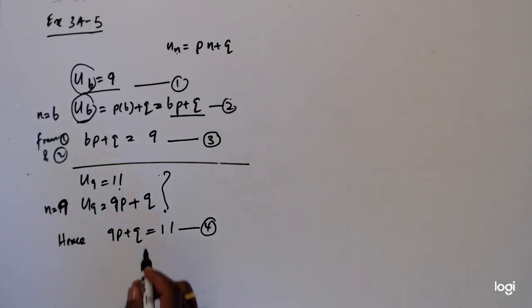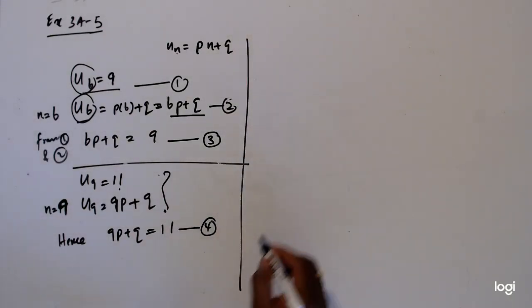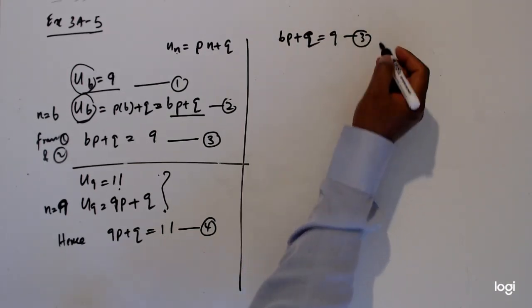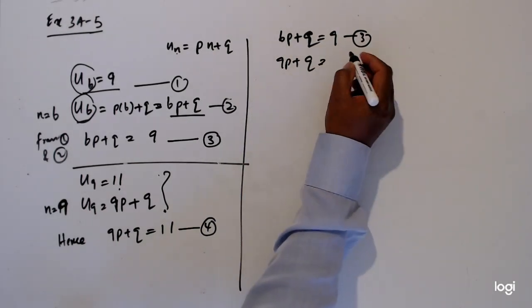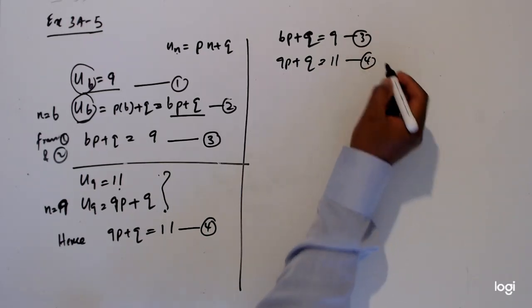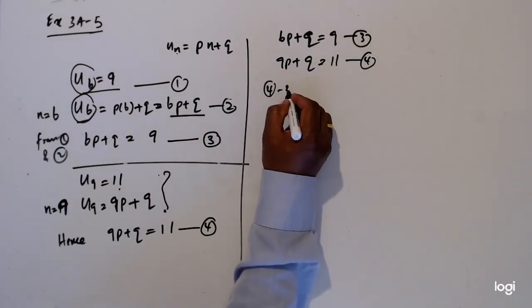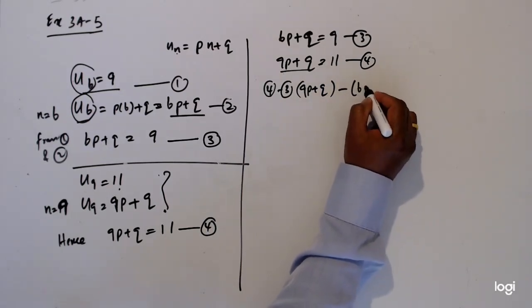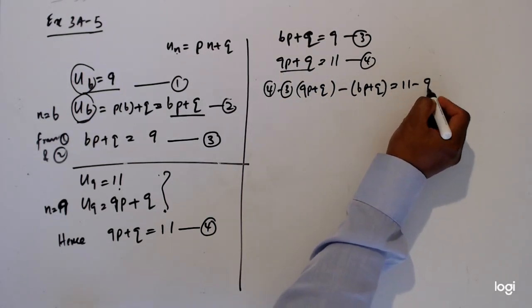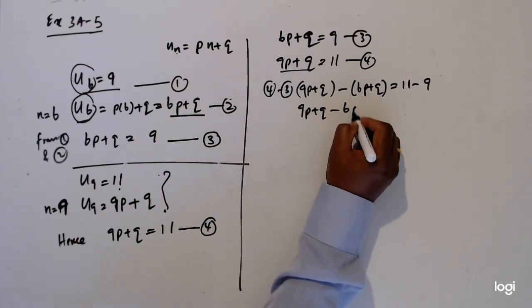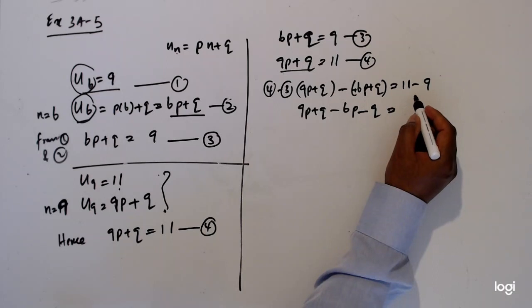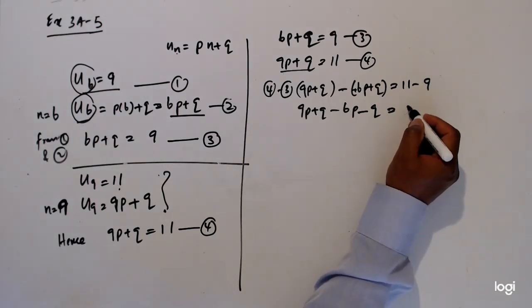Now you can solve these two unknowns P and Q with two equations. So I will rewrite them closer: 6P plus Q equals 9, and 9P plus Q equal 11, that is 4. So I will subtract 4 minus 3. Then 9P plus Q minus 6P plus Q equal 11 minus 9. So 9P plus Q minus 6P, I'm expanding, minus times plus is minus, minus times minus is plus, equal 11 minus 9, that is 2.